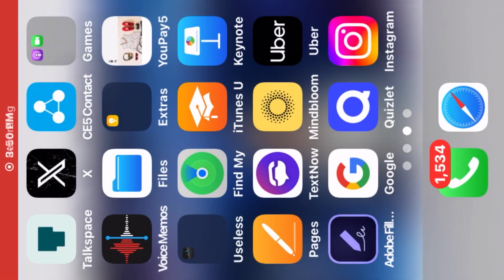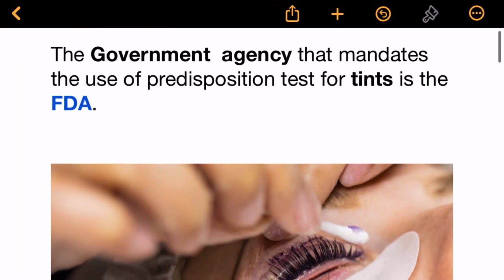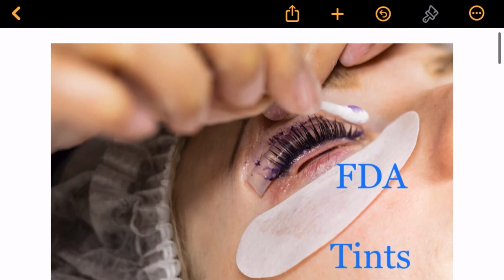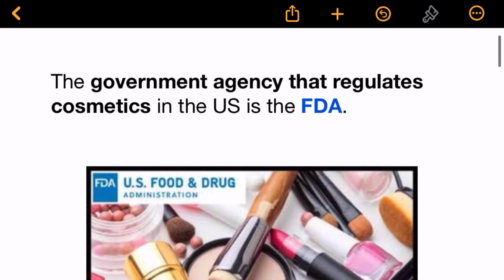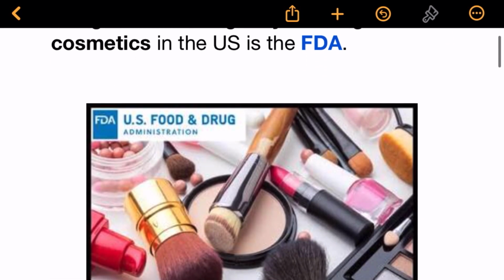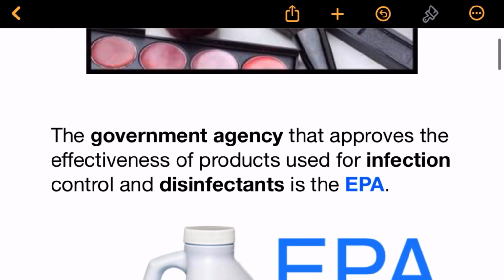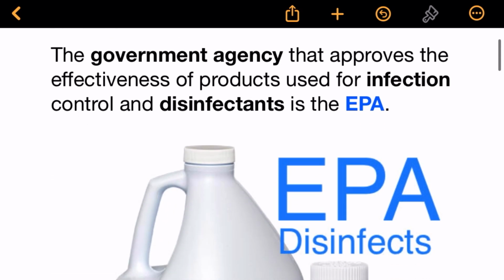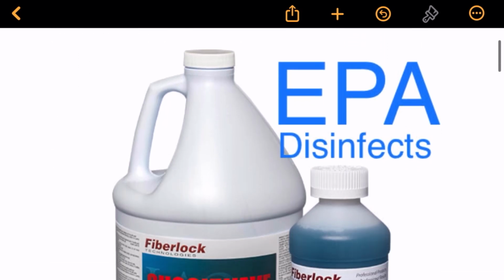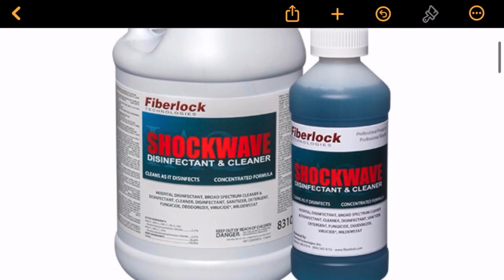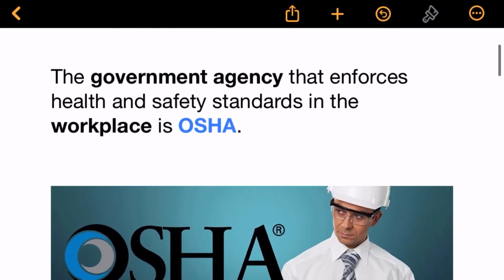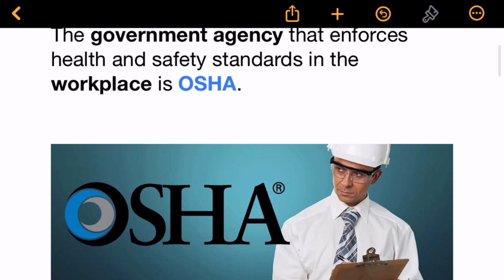Esthetics Exam number 4. The government agency that mandates the use of predisposition test for tints is the FDA. The government agency that regulates cosmetics in the US is the FDA. The government agency that approves the effectiveness of products used for infection control and disinfectants is the EPA. The government agency that enforces health and safety standards in the workplace is OSHA.